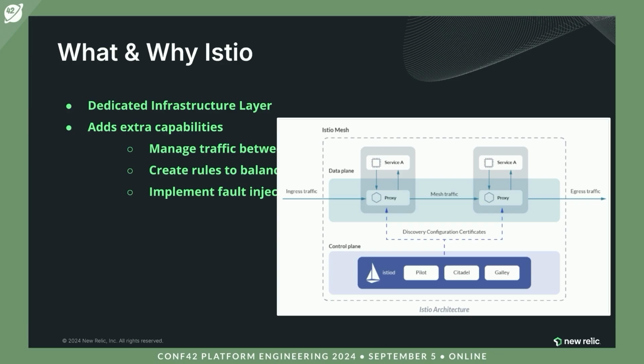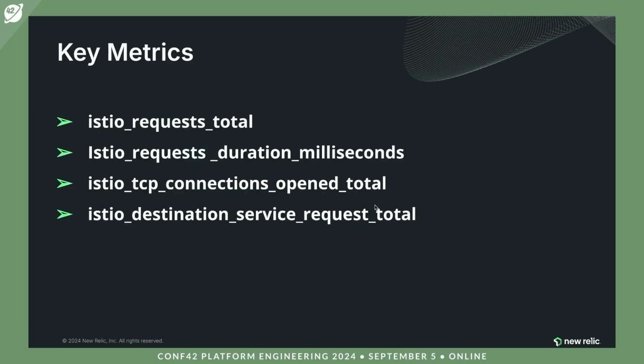So now the question comes: how can you monitor, right? And once you start monitoring, what are the key metrics? These will be the key metrics, like your request count, total request duration in milliseconds, TCP connections opened total, the request total to the destination service, and how it is being monitored.